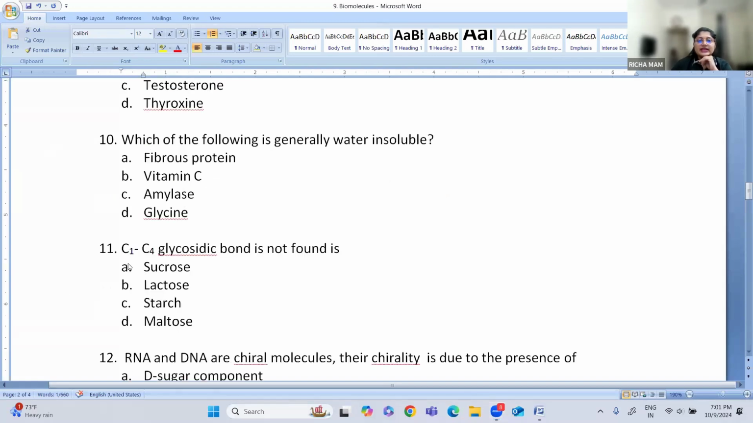Next: the C1 to C4 glycosidic bond is not found in A. Sucrose, B. Lactose, C. Starch, and D. Maltose. C1 to C4 glycosidic bond is not found in which?